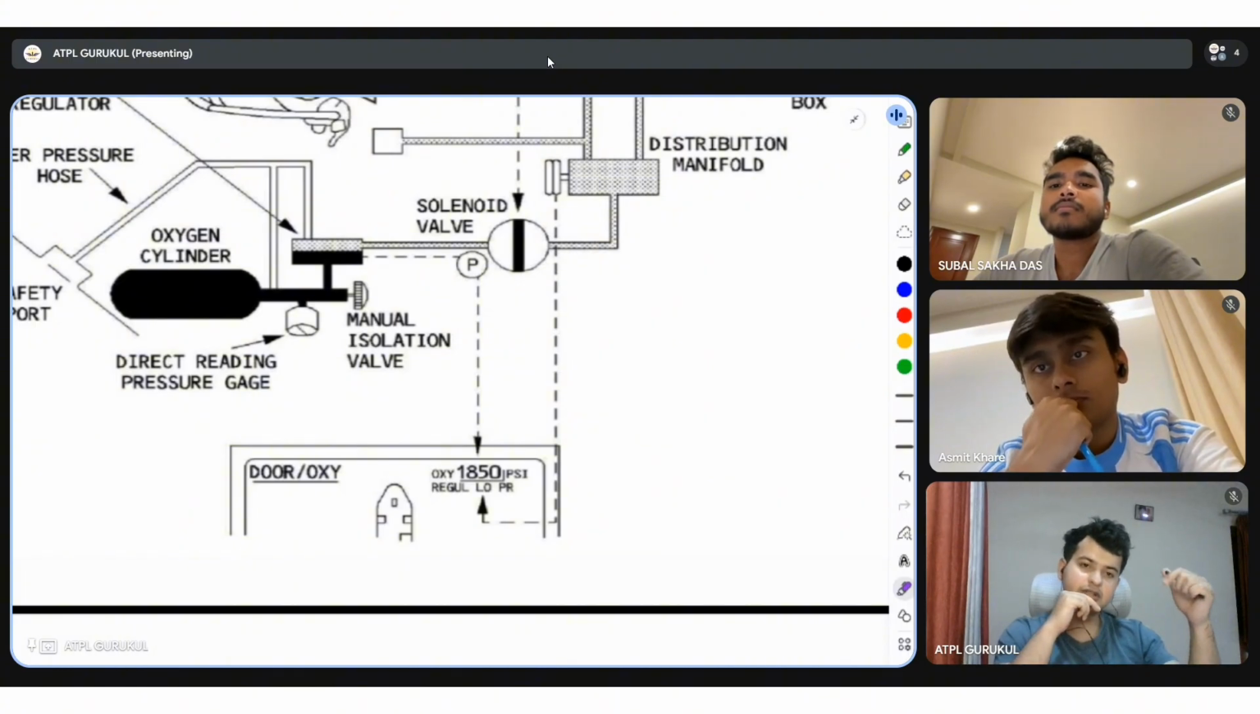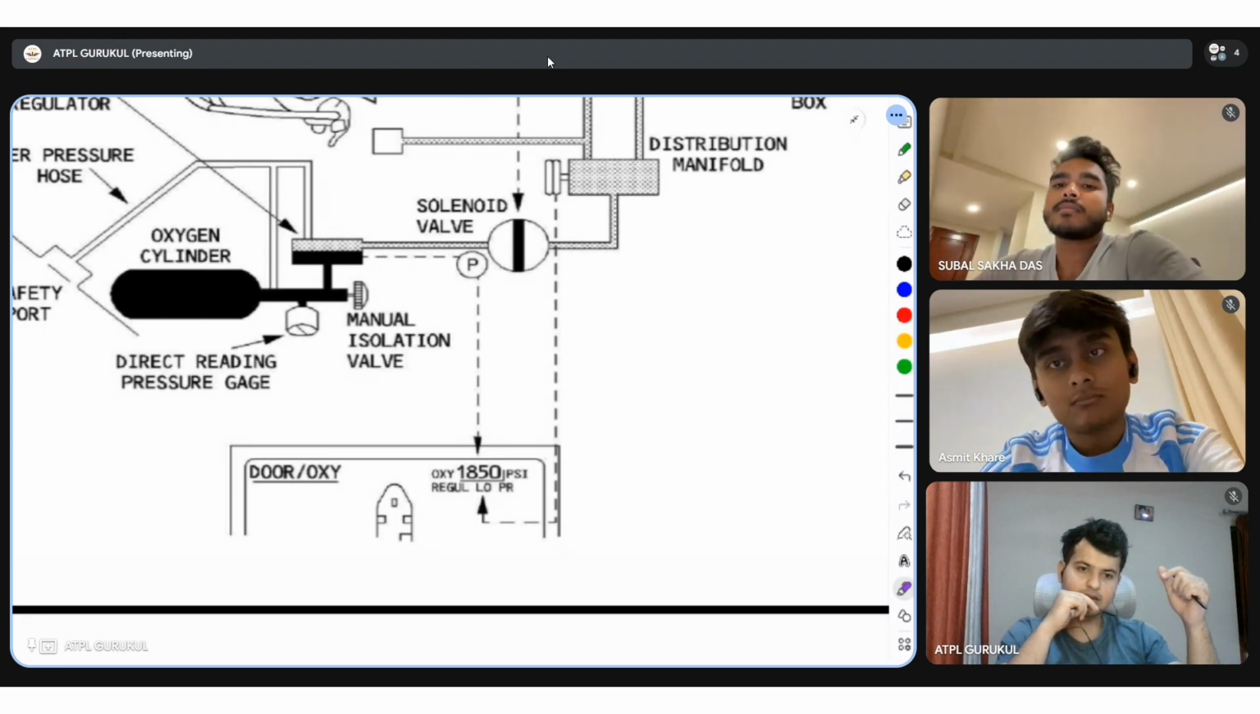How much engine oil quantity should there be? In green, no, no, no, no, no. Do you know your FCOM limitations for engine oil quantity? Have you read the limitations?